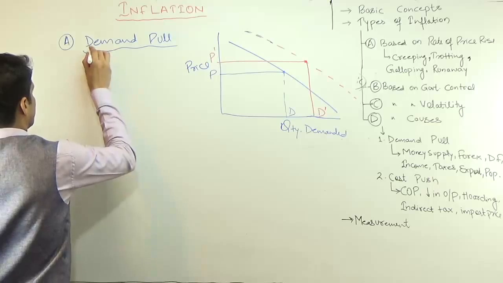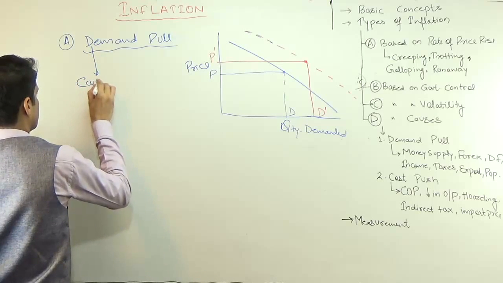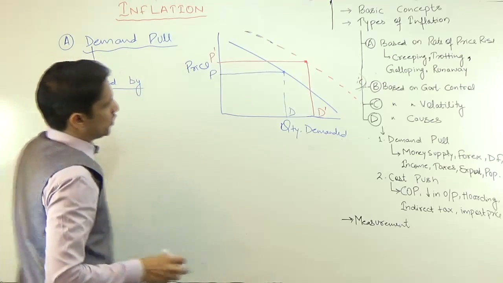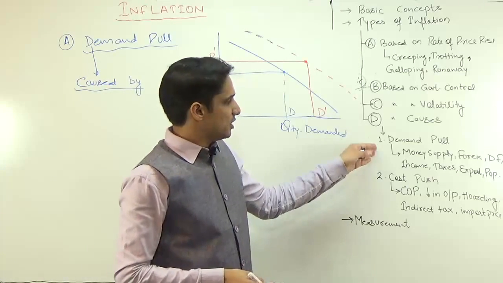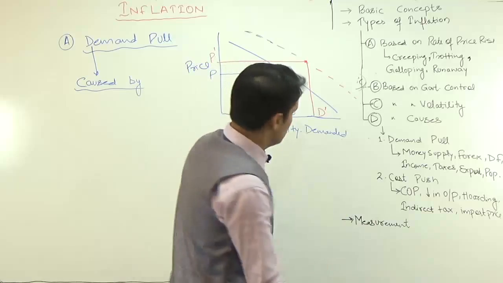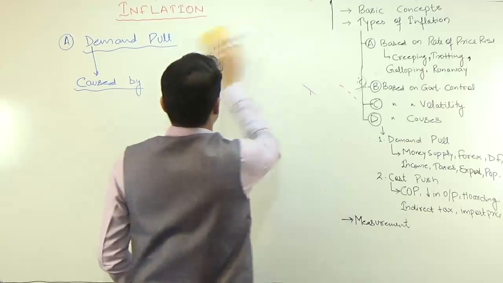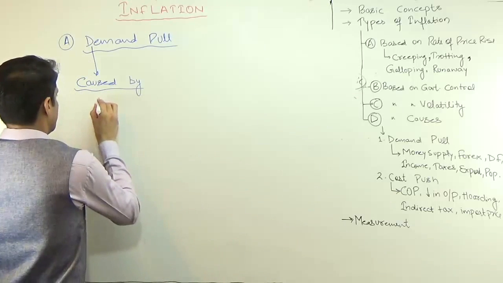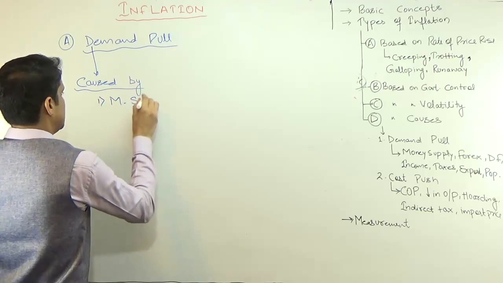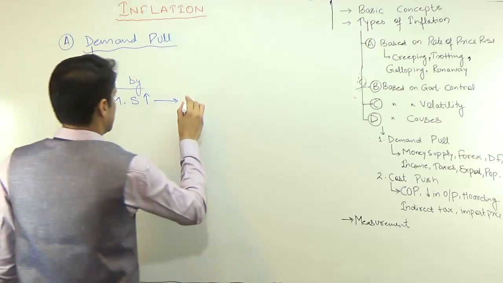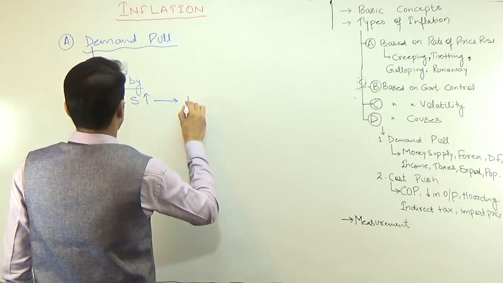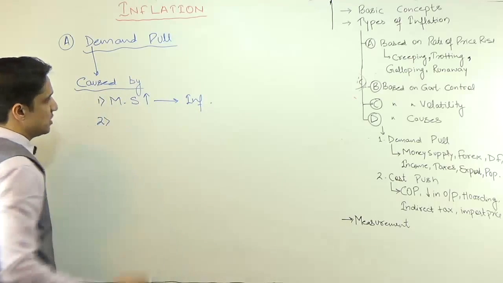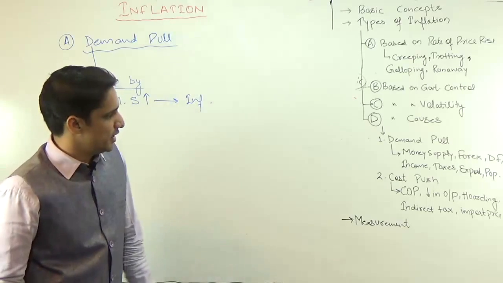Now demand pull inflation is caused by multiple factors. You can expect one question from these factors, either the factors of demand pull or the factors of cost push. So the first factor which causes demand pull inflation is money supply. So when money supply increases, inflation will be there in the economy. So one of the reasons of inflation is increase in money supply, we already discussed.